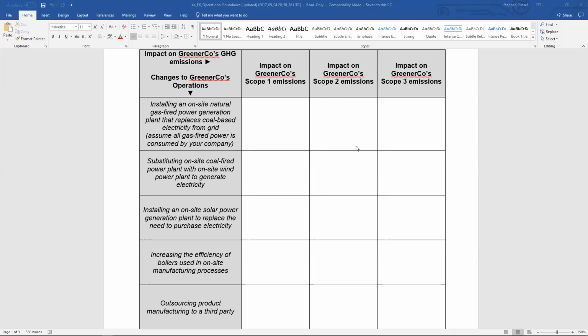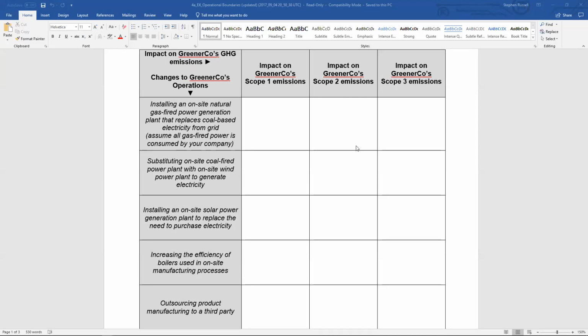Turning to the third case, here the company installs an on-site solar power generation plant to replace the need to purchase electricity. Here there's no impact on Scope 1, assuming there are no emissions associated with operating the solar plant. But Scope 2 emissions will fall because less grid electricity is being consumed.